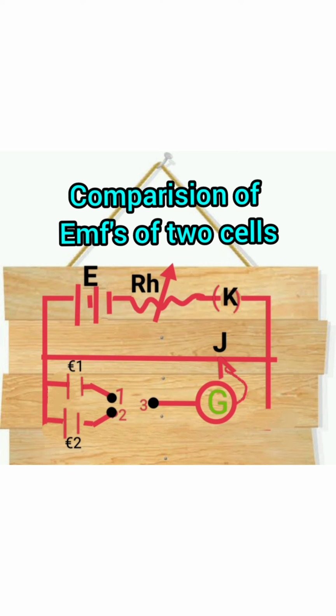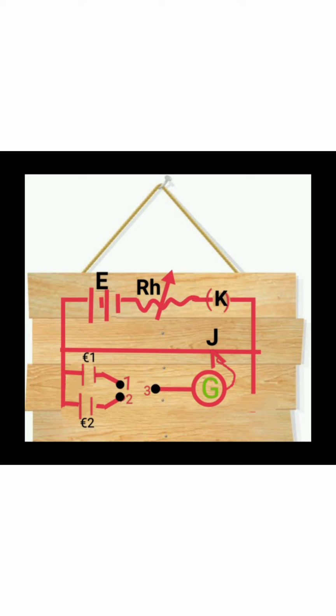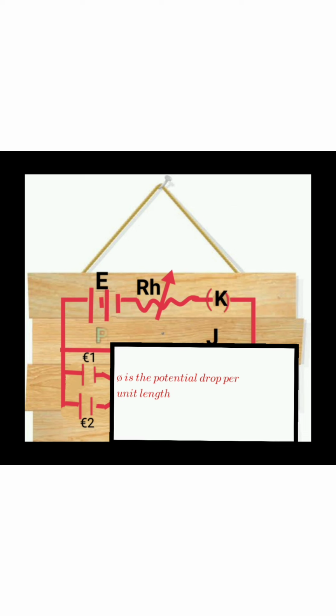The potential difference epsilon, or E, between any two points of the wire is directly proportional to the length of the wire between the two ends. Epsilon is directly proportional to L. Epsilon is equal to phi into L. What is phi called here? Phi is the potential drop per unit length of the wire.